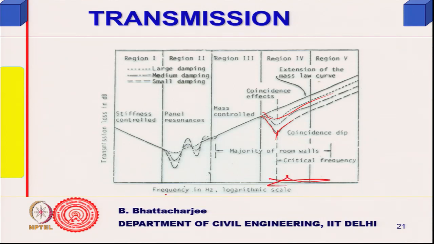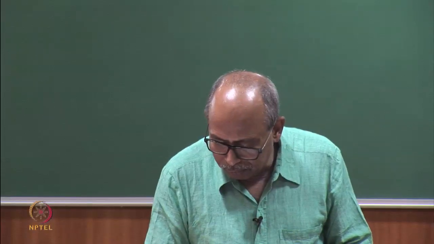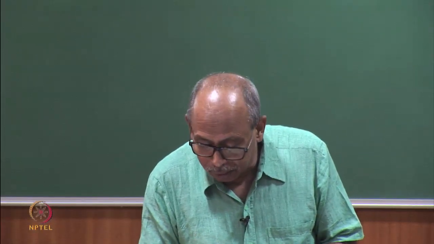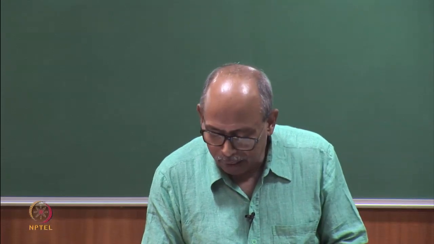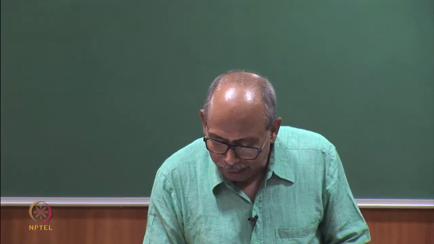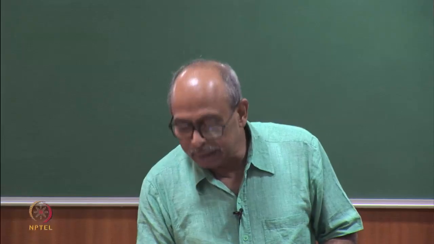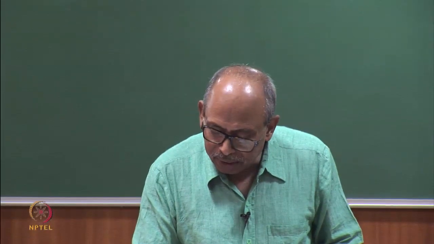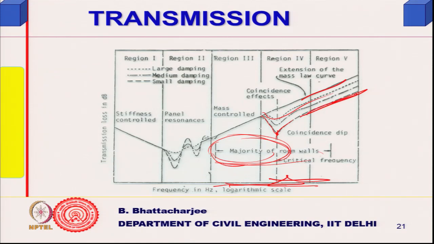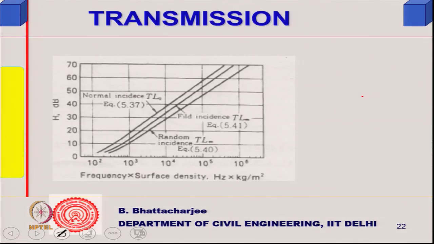At frequencies in the audible frequency range, most of the room walls show the mass law, 20 log f. Transmission loss increases with frequency and is proportional to mass per unit area. Somewhere at higher frequency there can be a coincidence dip, and beyond the coincidence dip it again follows the same parallel path. So there is a reduction of the transmission loss somewhere here, and beyond it follows the same path again.